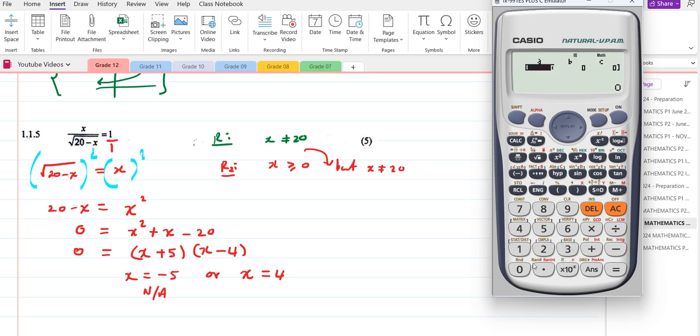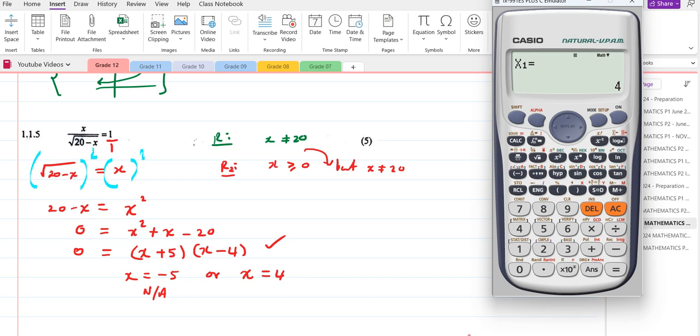Value of a is 1, value of b is 1, and the value of c is negative 20. Now see what answer you're getting. 4. So put it back into the bracket. You have to show the step, right? So leave this line, open two brackets, write down the answer.